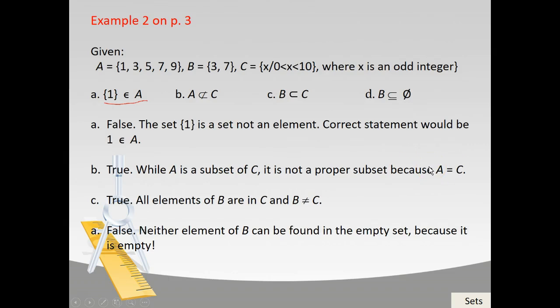Let's look at C. B is a proper subset of C. True, we've already talked about this. All elements of B are in C, and B is not equal to C. So this is the difference. B is not equal to C, but A was equal to C. And the last one, B is a subset of the empty set. That's false. Neither element of B can be found in the empty set because it's empty, so it has no elements.